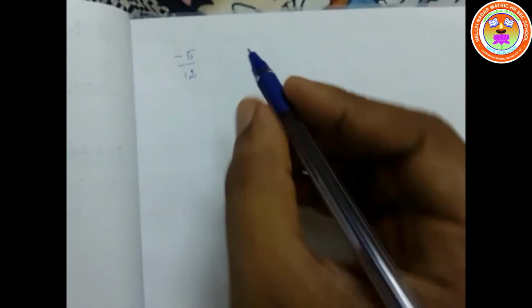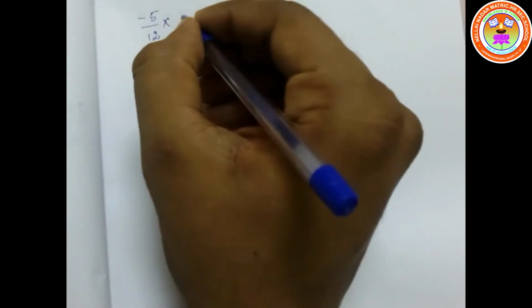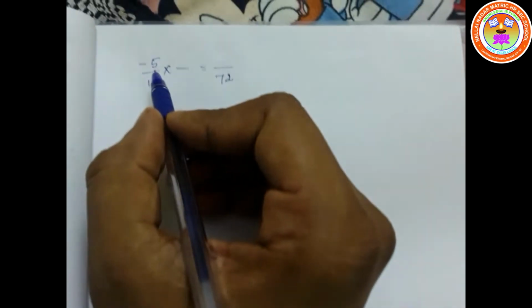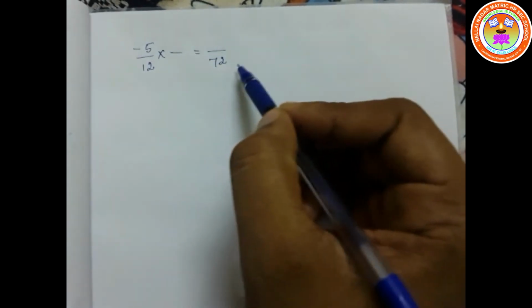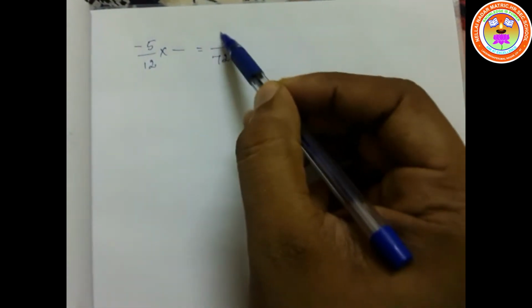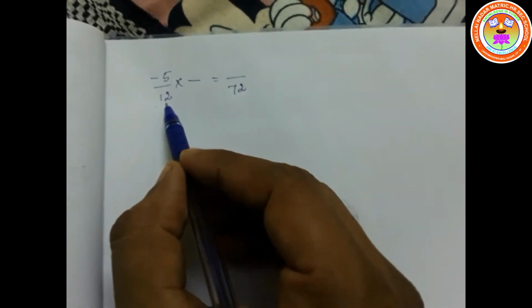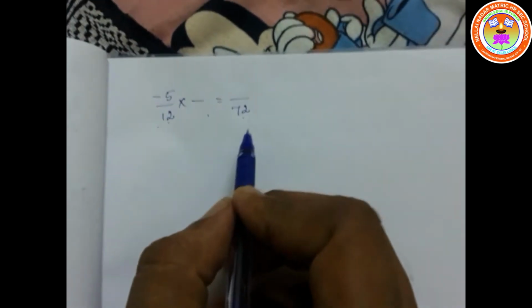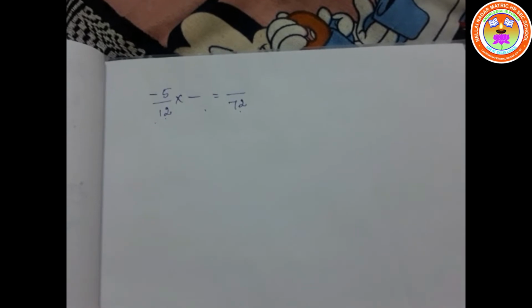Now you will take numbers one by one and find the equivalent number for each rational number. First rational number is minus 5 by 12. We found the LCM is 72, so this rational number you have to convert into an equivalent one, having the denominator 72. 12, which table do we have to multiply in order to get 72? Any guess? Yes, 6. 6 12s are 72.